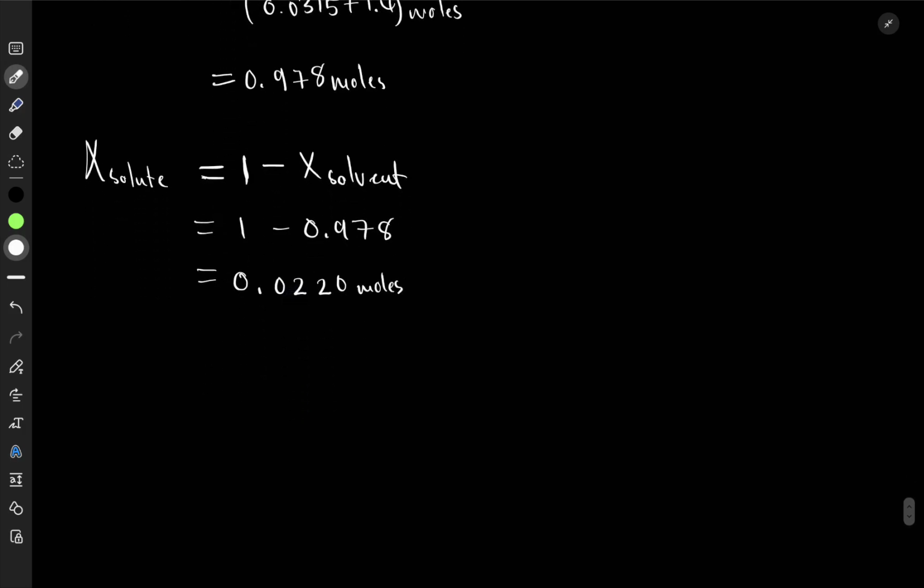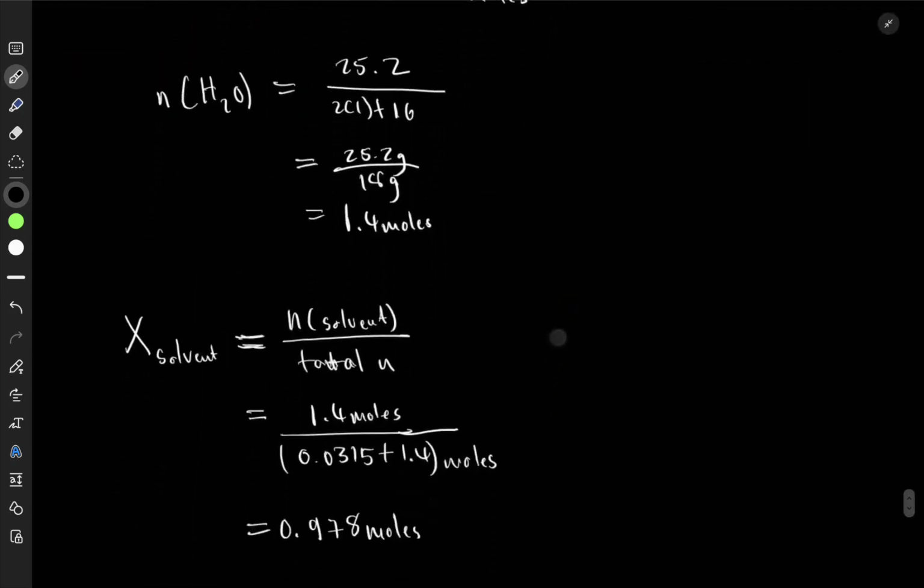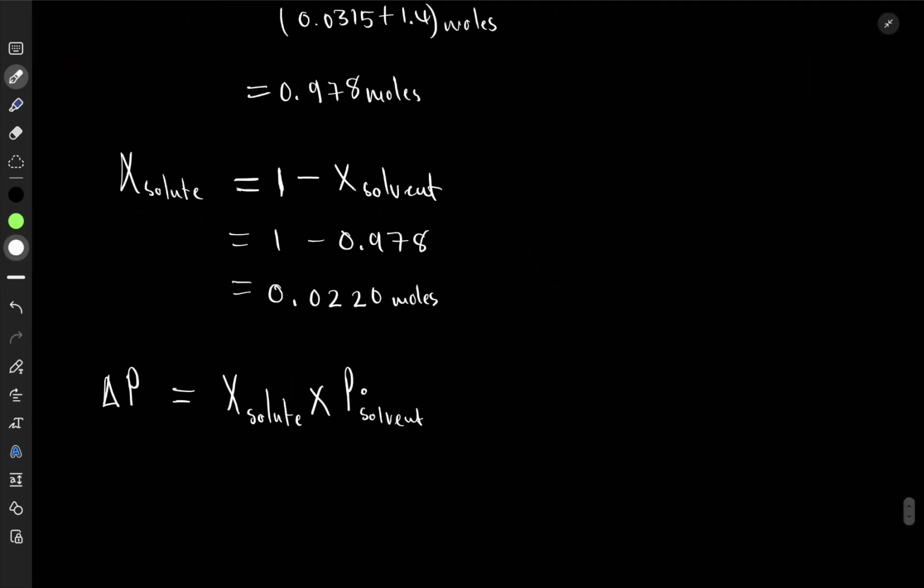So now that we have the X, we can now just get our vapor pressure lowering. We now say that delta P, that's our vapor pressure lowering, is just going to be X solute times the initial pressure of the solvent. Is it true? Exactly. It's very true. So now we just go and pick it up. What would be our initial pressure of the solvent? The vapor pressure of the solvent is 23.8 millimeters mercury. So it's going to be 0.0220.